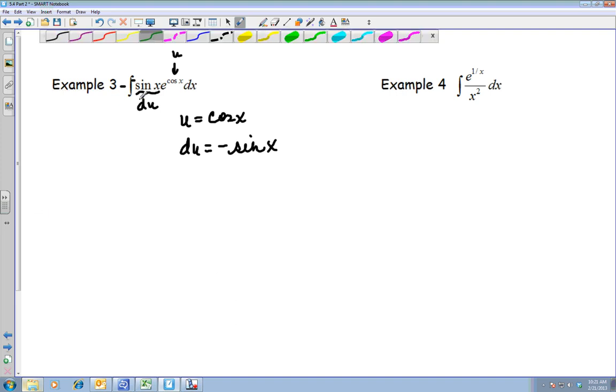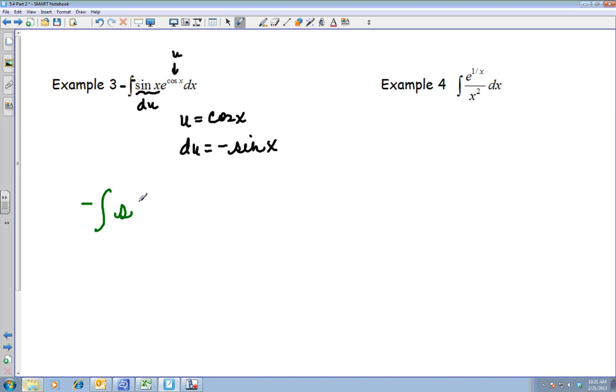My problem now is negative, oops, not sine, let me get rid of that. Okay, negative the integral, that's my du. I have e to the u du. So now I'm ready to integrate. So I have negative, and the integration of e to the u is e to the u plus c. So I have negative e to the cosine x plus c.